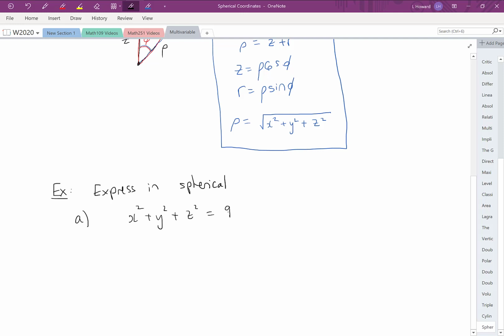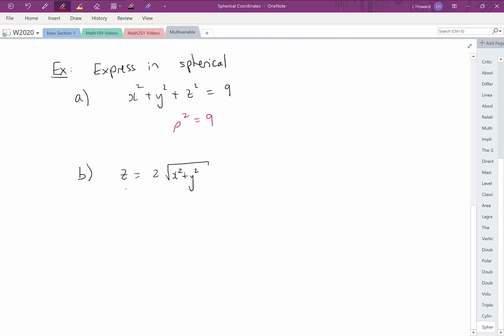Okay, if we want to re-express that in spherical, we'd say, well, x squared plus y squared plus z squared is the same thing as rho squared. So rho squared equals 9 is now in spherical coordinates.